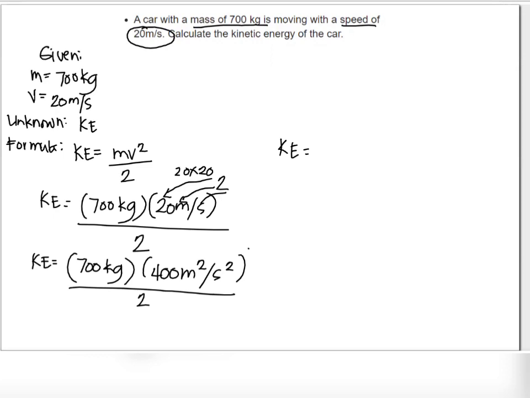Okay? Ilan yan? Okay, tapos, i-divide nyo na siya sa 2. So, using your calculator, you will be getting the correct answer, or the final answer is 140,000. Oh, class. Kinetic energy yan. So, anong unit? Tama, it's in joules.